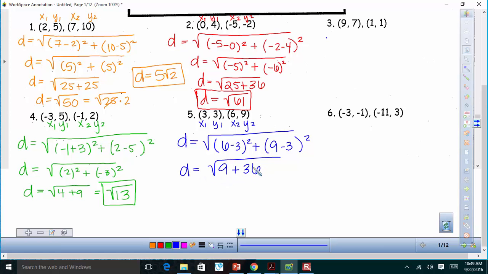Okay? Then 9 plus 36 is 45. Now, is there a perfect square that goes into 45? I believe there is. What is it? 9 times what? 5. So we can take the square root of 9 or 5? 9. What is that? So my distance will equal 3. And then can I take the square root of 5? So I'll leave it there.